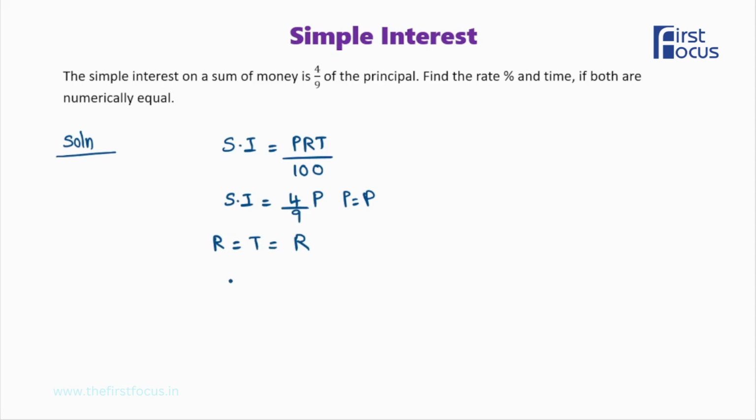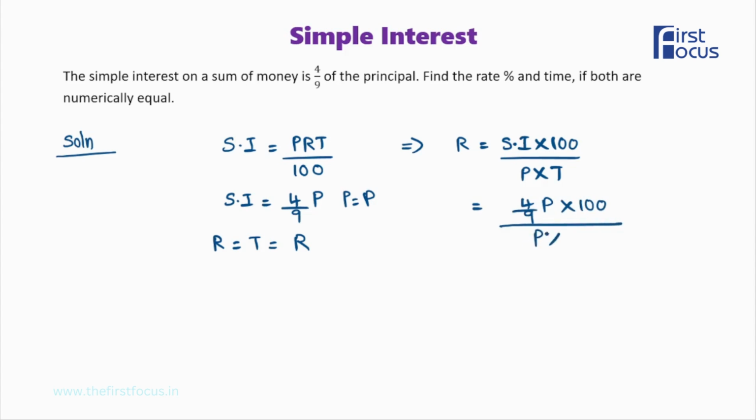Then from this formula we can derive that R is equal to SI into 100 divided by principal into time, and substituting this we get 4 by 9 of the principal into 100 divided by principal into time, which we have taken as R. So on giving cancellation we get the value of R is equal to 400 by 9R.